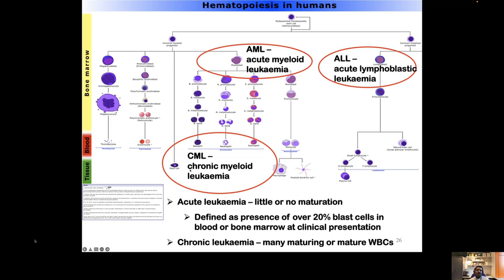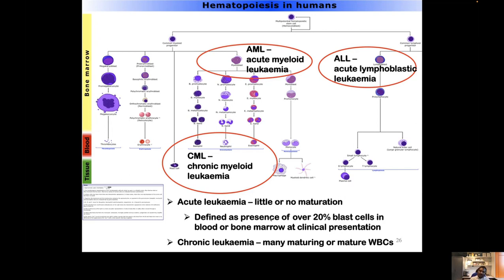Then the next class is chronic leukemia. So here, for example, chronic myeloid leukemia. So all these cells, for example, mast cells, basophils, neutrophils, eosinophils, if they are increased in large quantity, that's called chronic leukemia. So it will have many maturing or mature white blood cells. Okay, you need to remember here, acute leukemia means the progenitor cells or stem cells will enter into the blood. That's called acute leukemia.